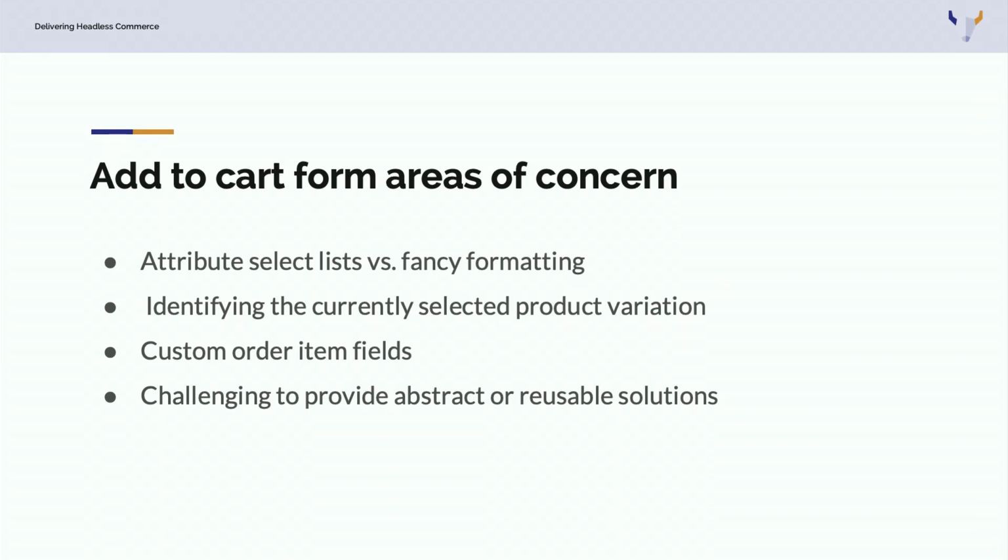You also have to identify the currently selected variation. Okay, you've picked blue, green, and then let's say there's this third optional attribute. You have to figure out how to resolve what they are purchasing based off what they've given you.